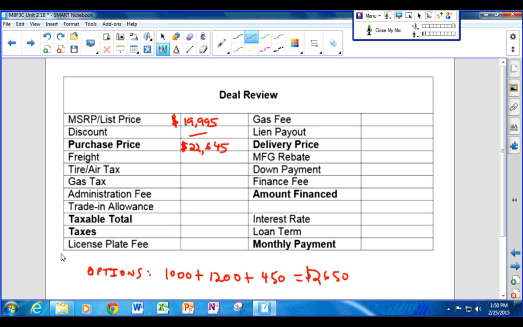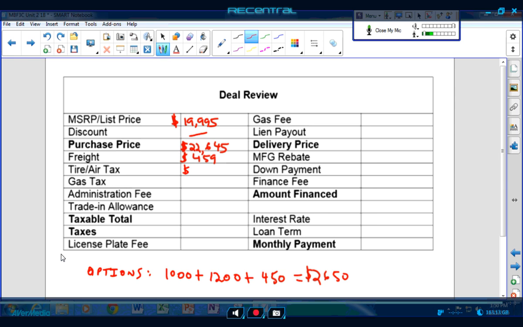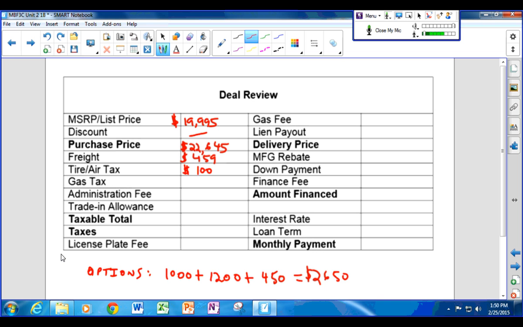Something to think about. Okay, now what else? Freight charge 459. So 459. Tire air tax is going to be $100. Okay, gas tax, which again, is the gas guzzler tax. It has nothing to do with the gasoline. Well, the consumption tax. And then a $55 administration fee.